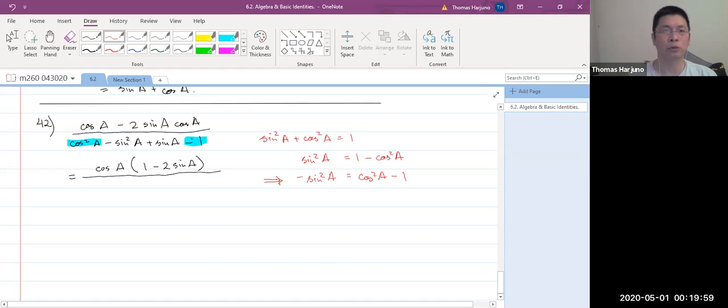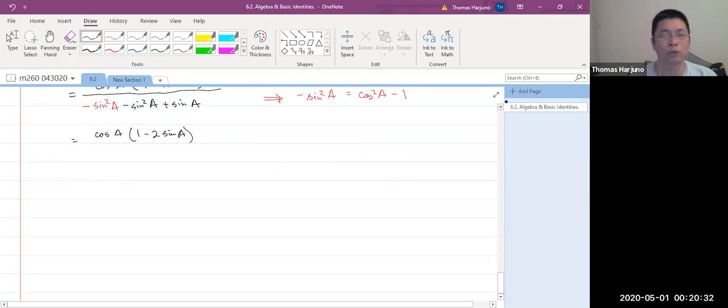Now, that's what I will do there. That will give me negative sine squared A minus sine squared A plus sine A. I will combine like terms at the bottom. On the top, I will leave it like that. Try not to skip steps though. You don't want to lose track of what you do.